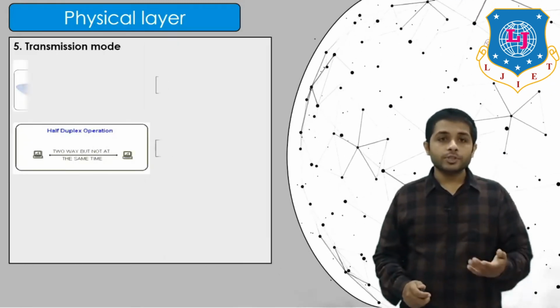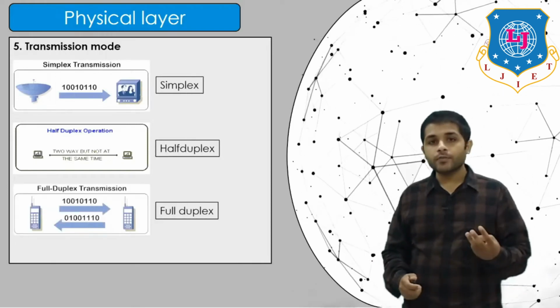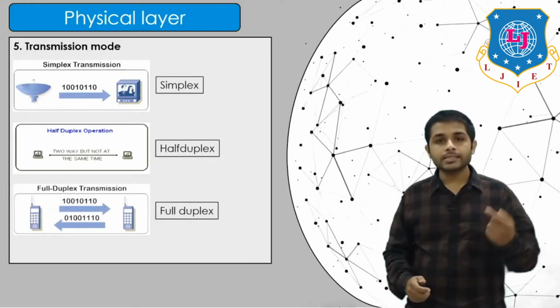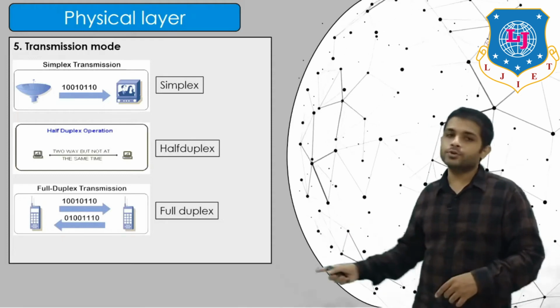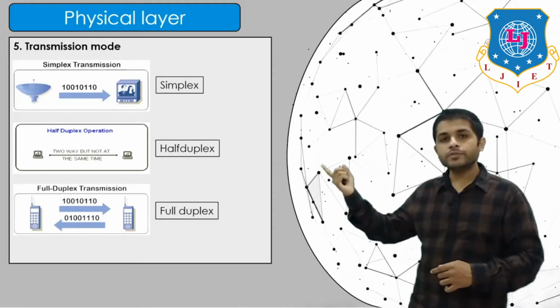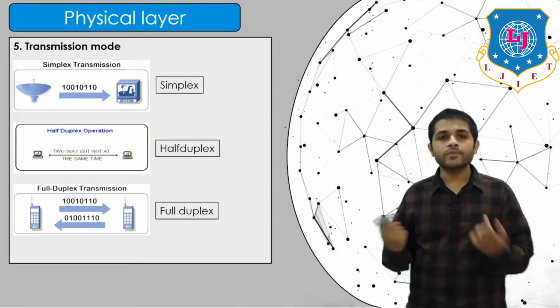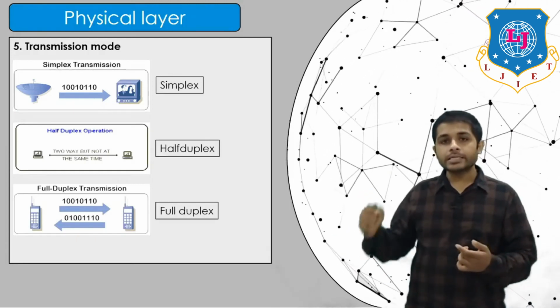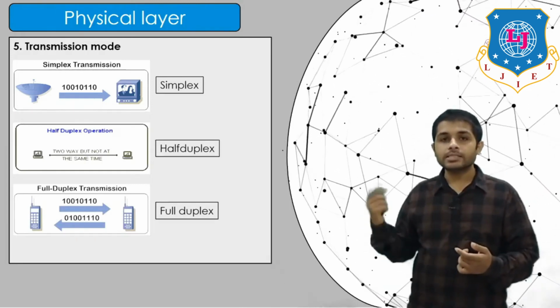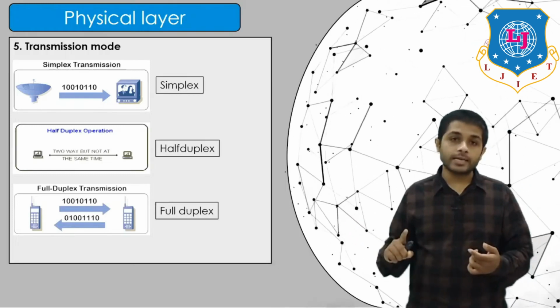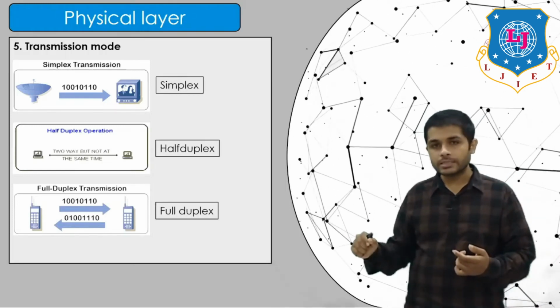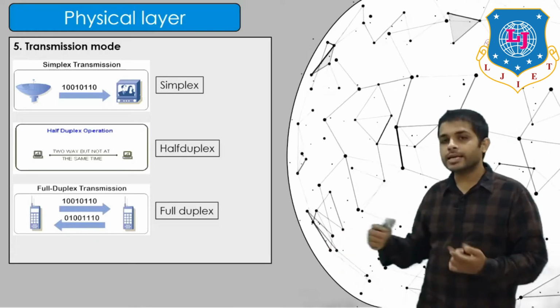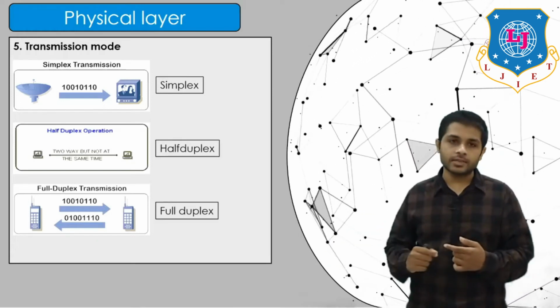Then transmission mode. There are three type of transmission mode: simplex, half duplex, and full duplex. What is the meaning of simplex? Simplex means one-way communication. Half duplex means that at a time one device can send or receive data, and full duplex means that two devices can send and receive data simultaneously.